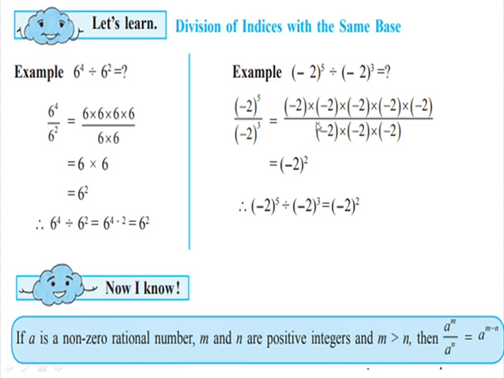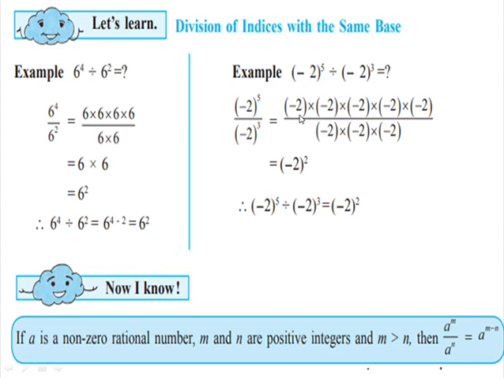Now, let us see another example. Here negative 2 raised to 5 divided by negative 2 raised to 3. Again, we will write it in numerator denominator form. Here negative 2 raised to 5 upon negative 2 raised to 3. Here negative 2 raised to 5 is written as negative 2 multiplied 5 times. Negative 2 raised to 3 is written as negative 2 multiplied 3 times. Now let us do the cancellation. Here this negative 2 will get cancelled with this negative 2. In this way, here 3 negative 2's will get cancelled from numerator and the denominator.